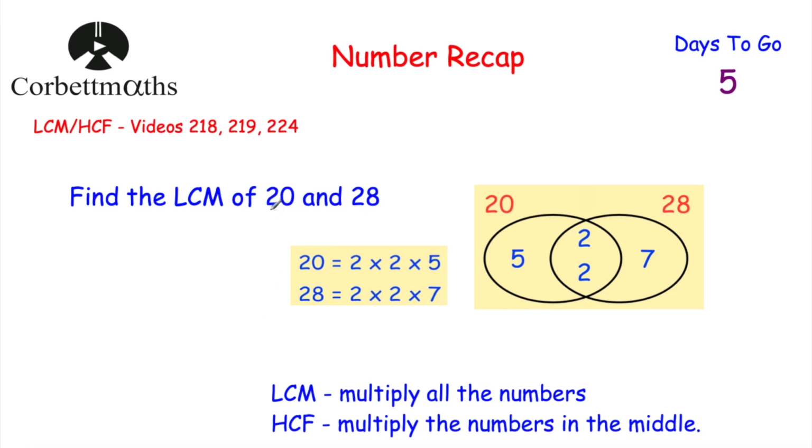And if we wanted to find the lowest common multiple, we multiply all these numbers. So we do 5 times 2 times 2 times 7. And 5 times 2 is equal to 10, times 2 is equal to 20, times 7 is equal to 140. So the lowest common multiple of 20 and 28 would be 140. And that's it, so that's quite useful. So just remember, if you're doing this diagram, to find the highest common factor, you multiply the numbers in the middle, and to find the lowest common multiple, you multiply all the numbers in the diagram.